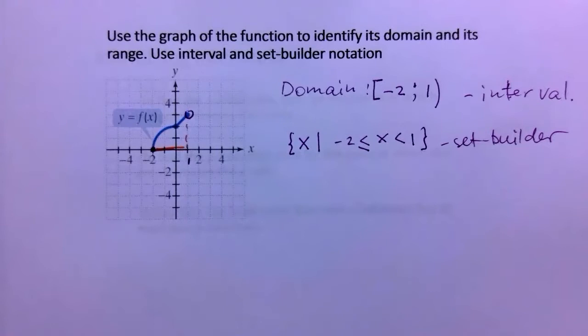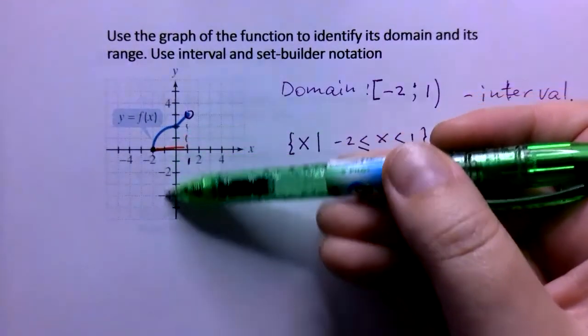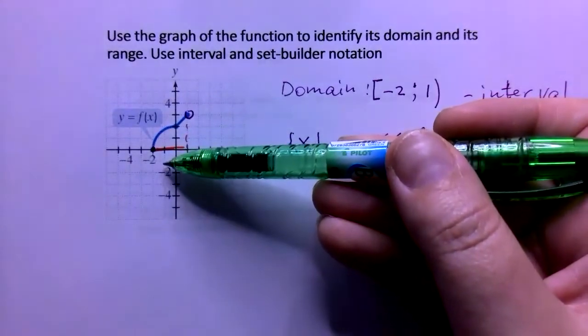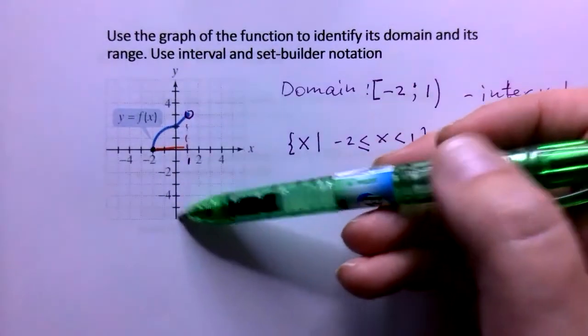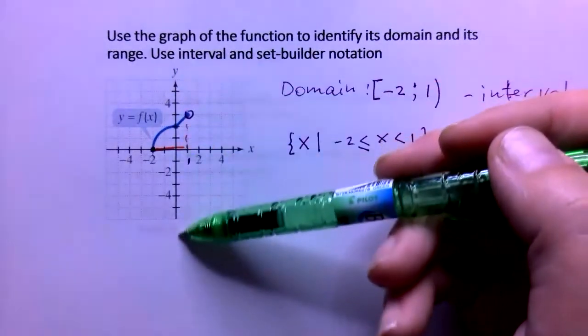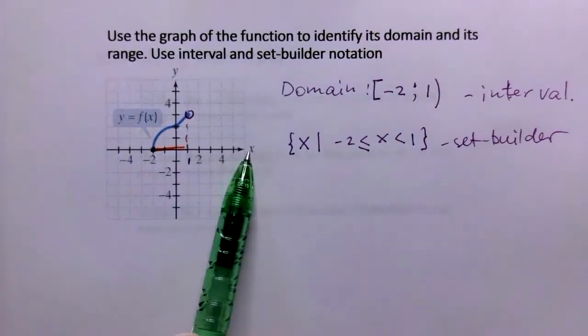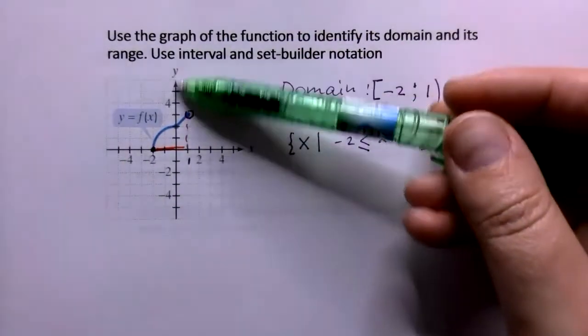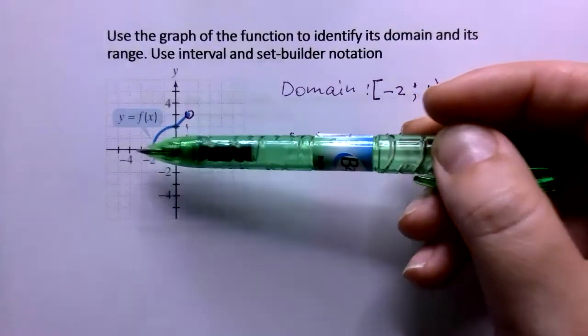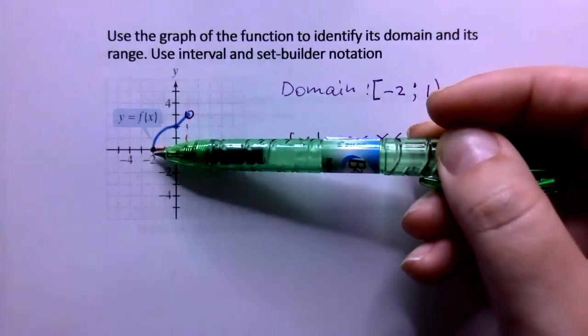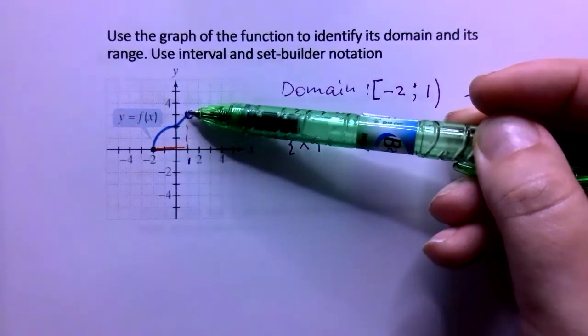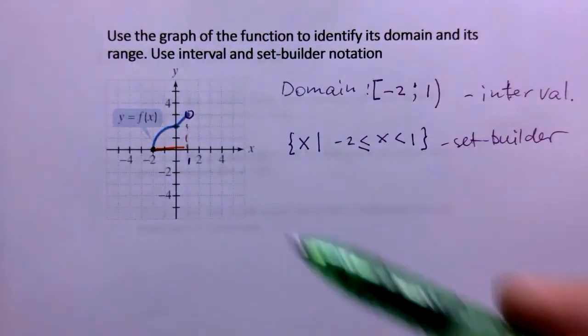Okay, so let's describe the range now. Basically, the range is how far down or up. The range describes the vertical spread, okay? And the domain describes the horizontal spread for your function. So what's the vertical spread? Well, vertically, it starts from 0 and it goes up to 3. So that's your range.